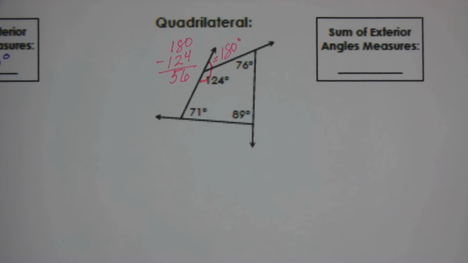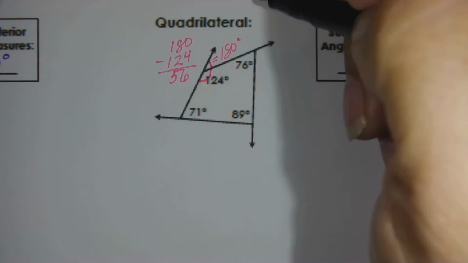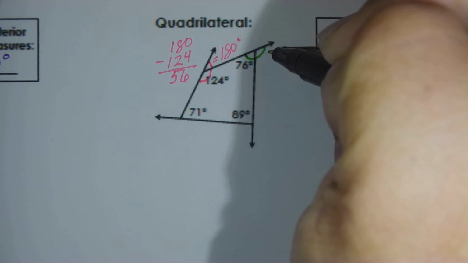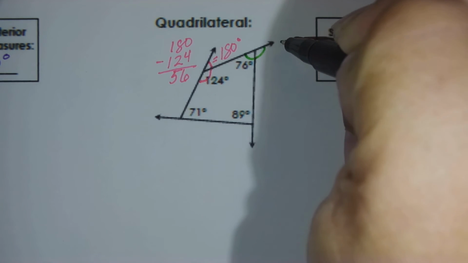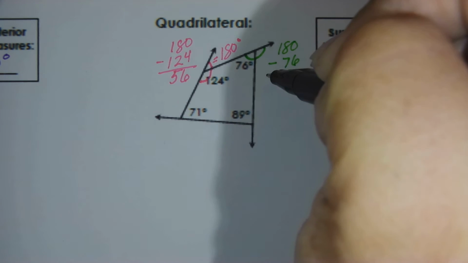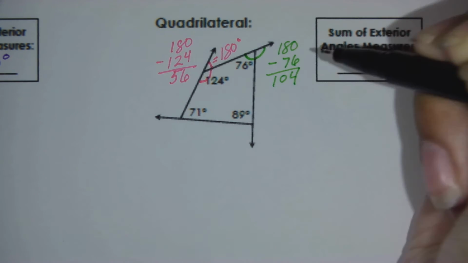Next one, we're going to take a look at the 76. So then I have this supplementary relationship right here. Again, that has to equal 180. So I'm going to go ahead and take 180 minus the 76. And I should get 104.